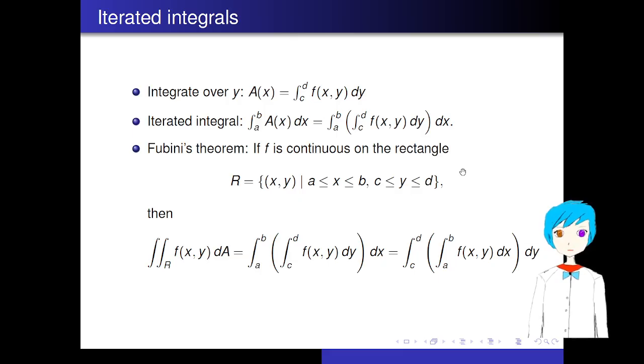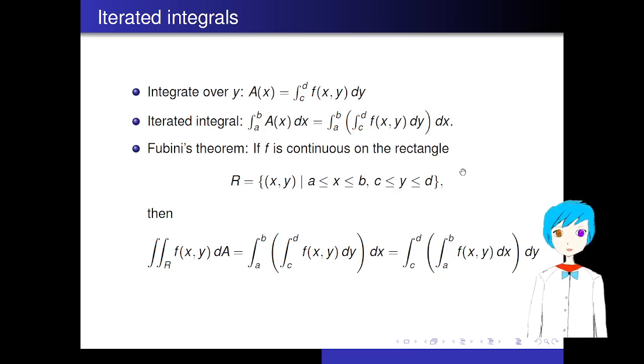So first, for a function f of x and y, we integrate over y for a fixed x. In this case, we get a function A of x, which is the integral of f of x, y over y from c to d, and then we can integrate A of x with respect to x from a to b to get this iterated integral. That is to say, we first integrate over y from c to d for f of x and y, and then for this A of x, we integrate over x.